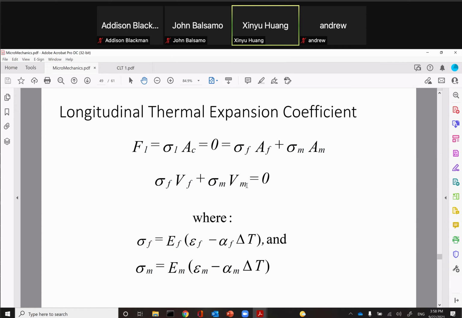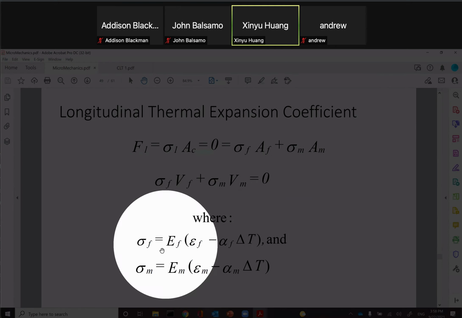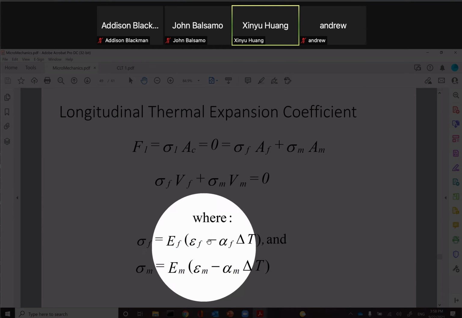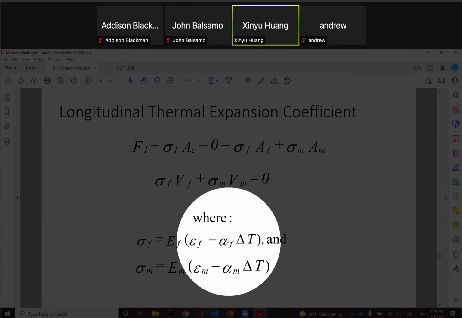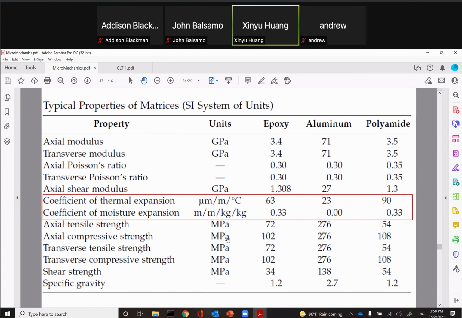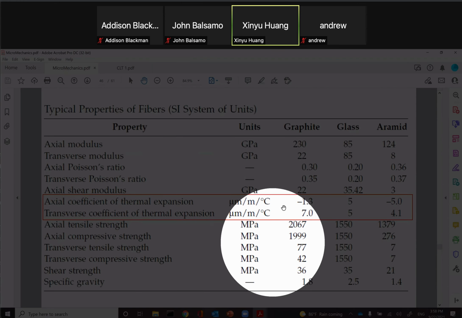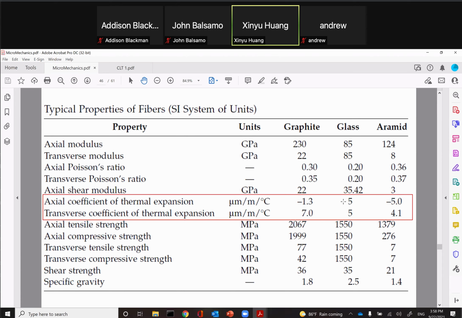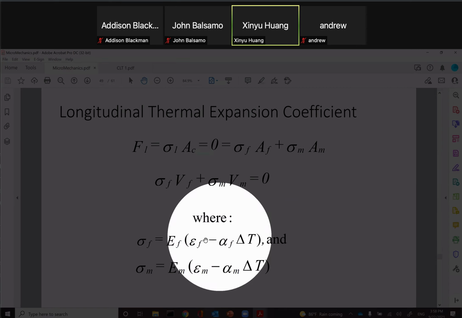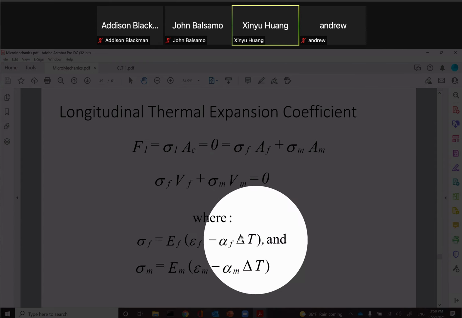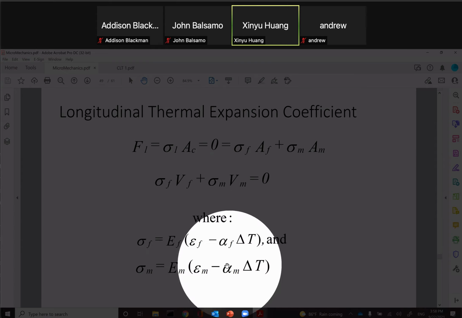All right. So you can calculate basically the stress in the fiber and the matrix from the total strain in the fiber minus the thermal expansion strain. This alpha F is this property here. If it's carbon fiber here, or glass fiber here, this is basically the carbon fiber thermal expansion. Okay. This is the strain in the fiber. And this is the strain in the matrix. This is what the matrix wants to expand.